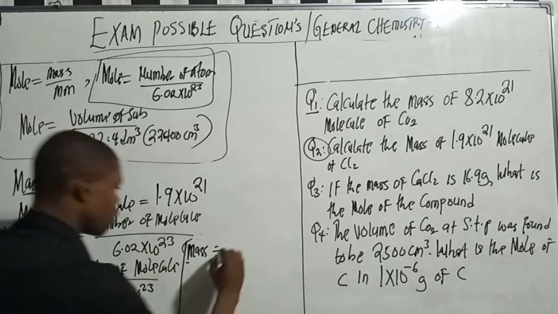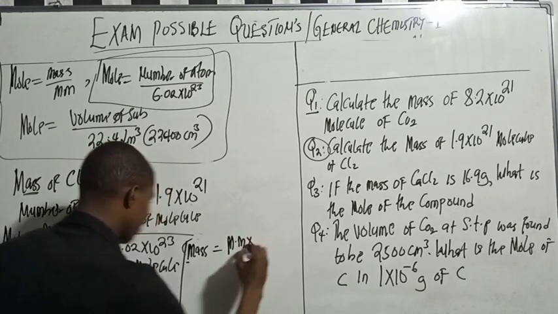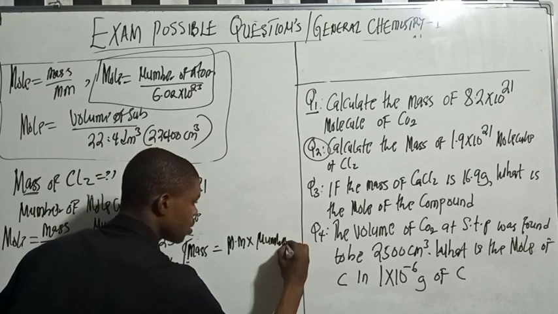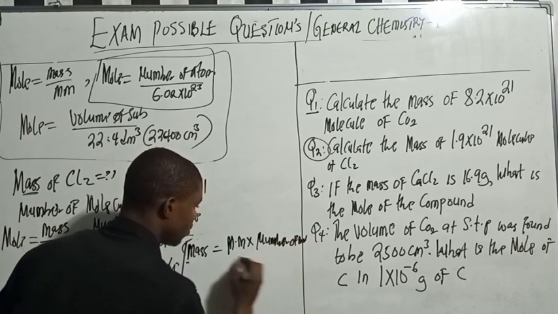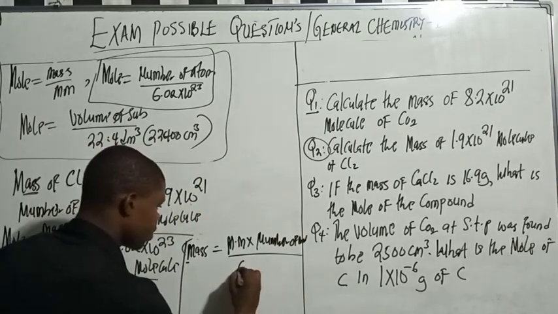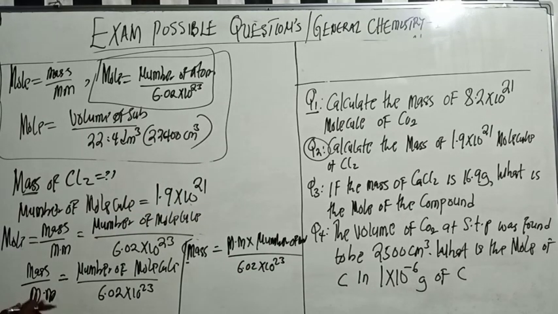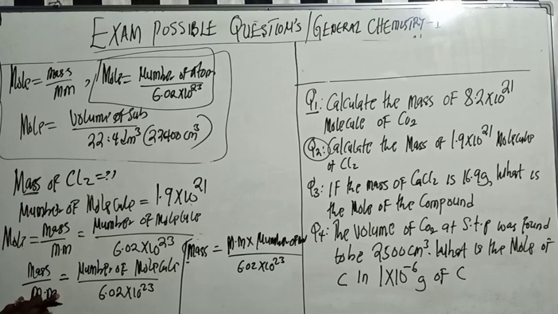Mass is equal to what? Molar mass times what? Number of what? Of molecules, right? Let me write it like that then: 6.02 × 10^23. Now the next thing to do is to calculate the molar mass of what?